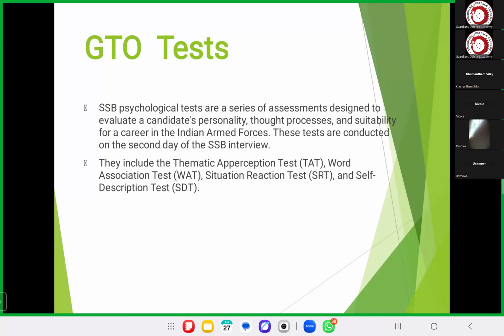Like in the PGT, you have to move from one place to another. Are you able to give solutions to help the group? Are you contributing by physically working hard? So those things are seen in the GTO test.